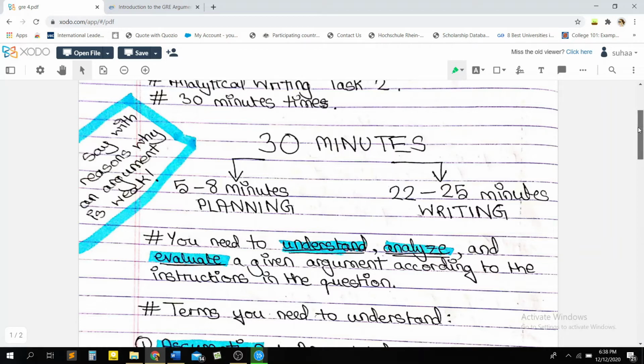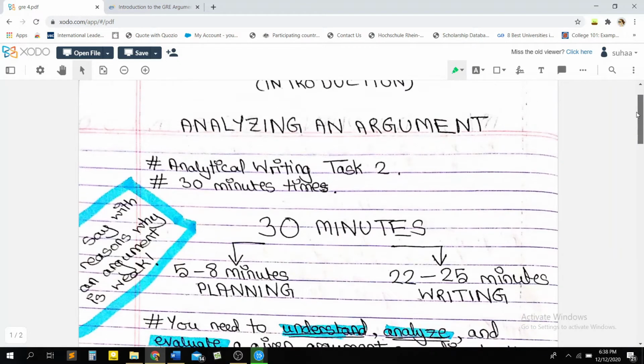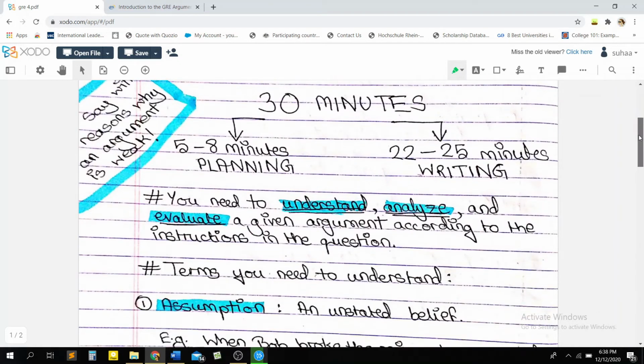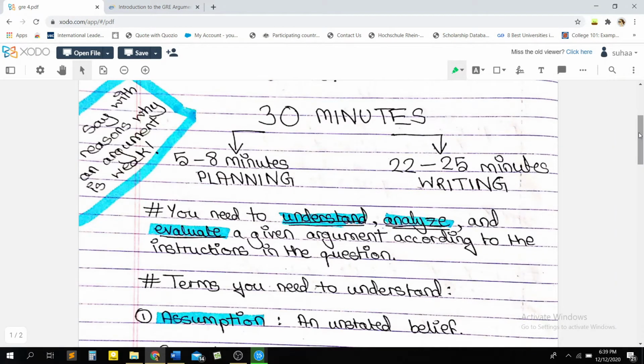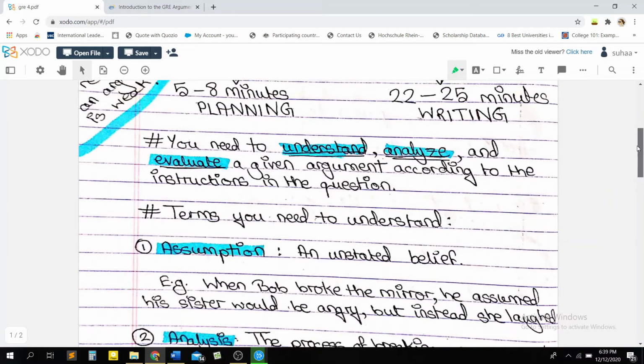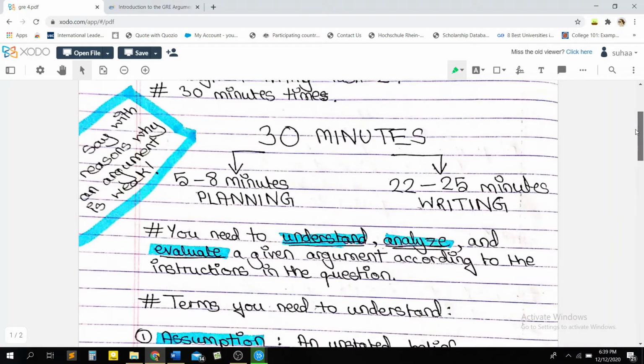So what do you basically have to do in this analyzing an argument task? You will be given a passage and you will be given a set of instructions. You're going to have to find the argument's weaknesses, what it could have done better. Basically anything that makes the argument weak, you're going to have to include that in your evaluation essay.